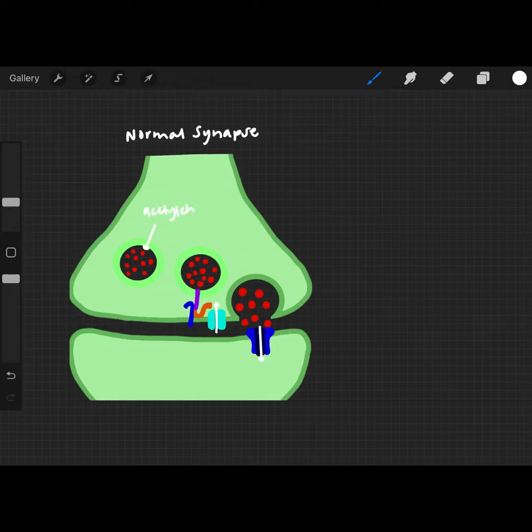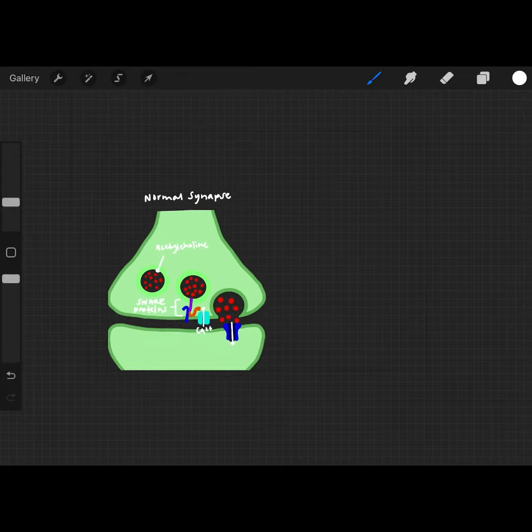In a very simplified image of a normal synapse, acetylcholine, a neurotransmitter, is contained in synaptic vesicles. That vesicle, with the help of the snare proteins, is anchored down to the synaptic membrane, and once there is an influx of calcium ions into the synapse, that acetylcholine can then be released into the synaptic cleft and to the next synapse.